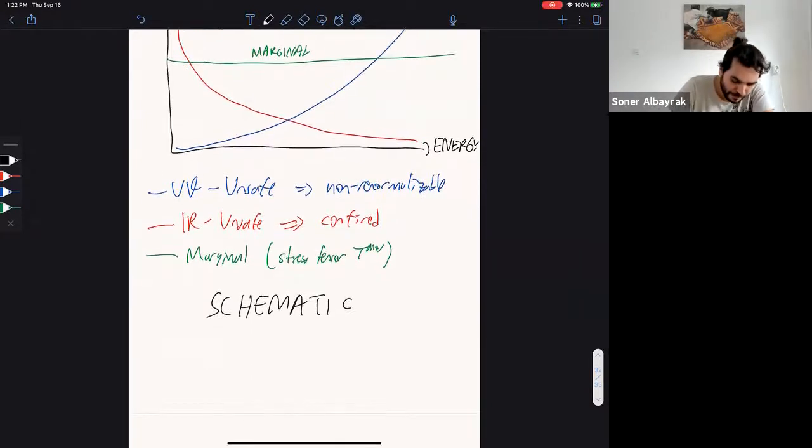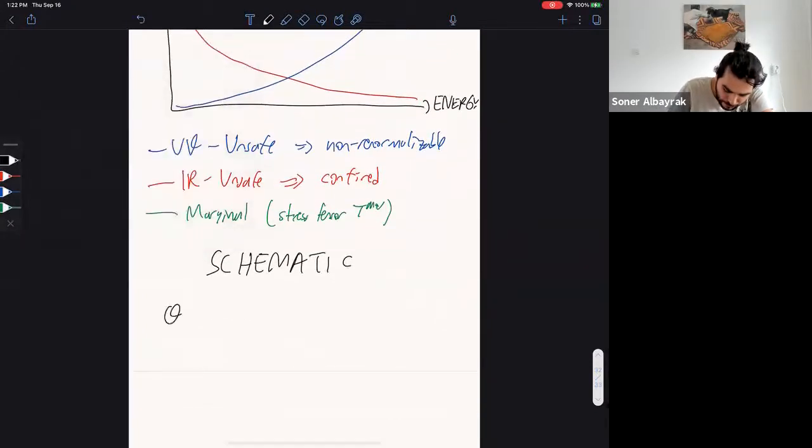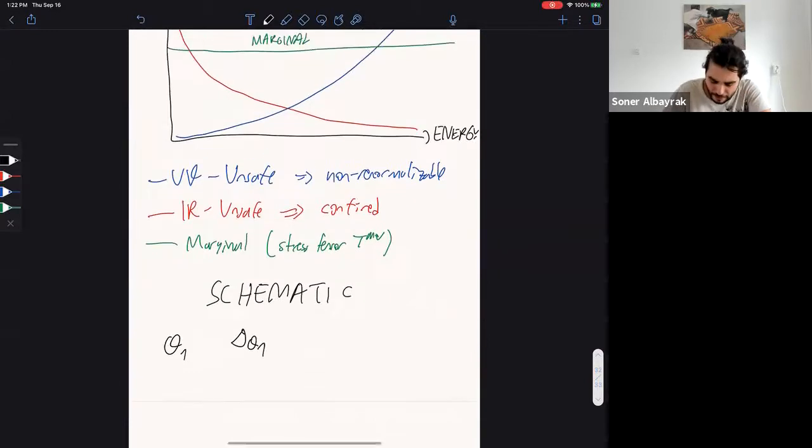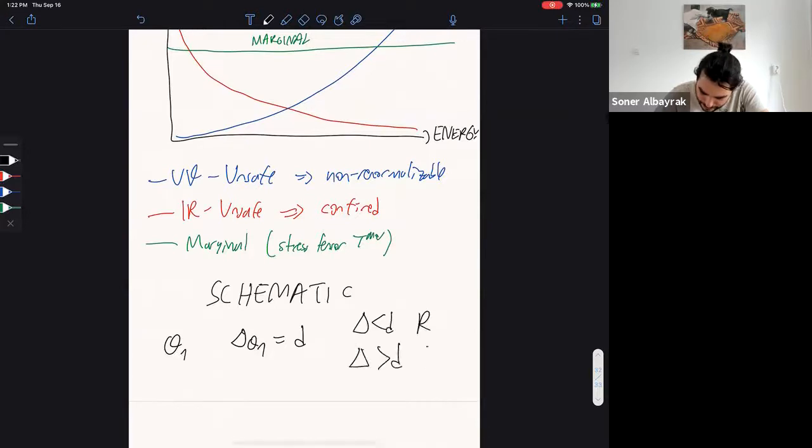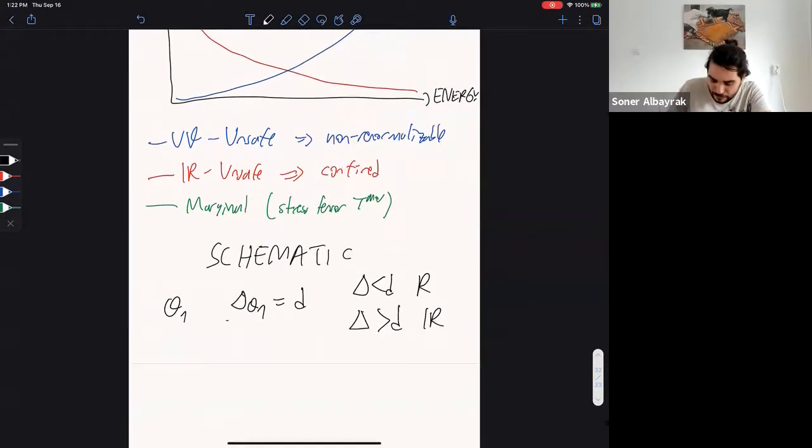If you have one operator O1, let's say I have an operator O1 in a CFT. It has some scaling dimension, right? I need this to be D for it to be marginal. Its scaling dimension needs to be D. If it is less than D, it's relevant. If it is greater than D, it's irrelevant, right? If I wanted it marginal, it needs to be D.